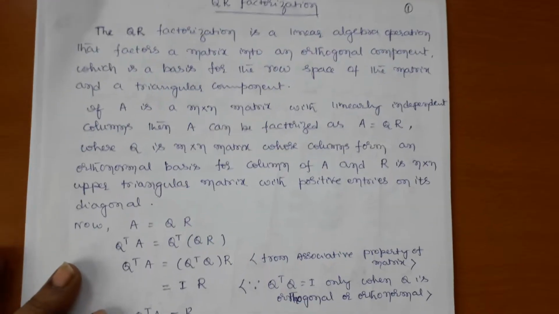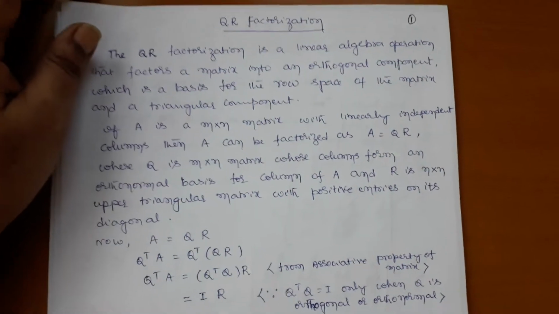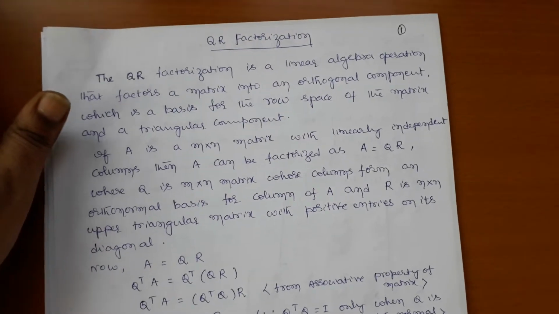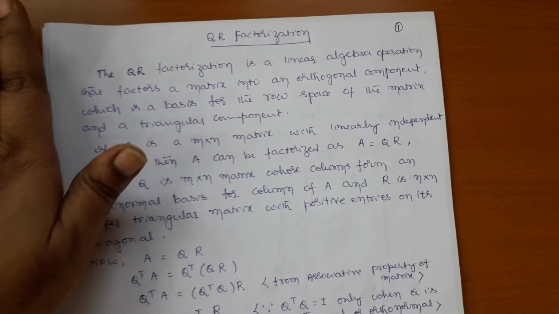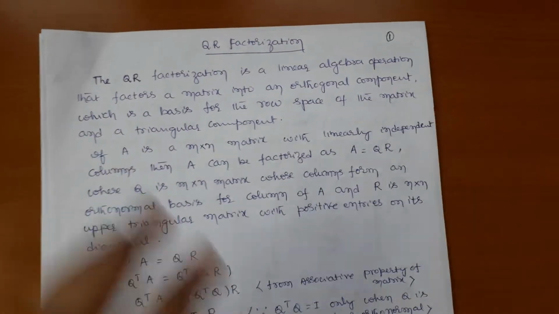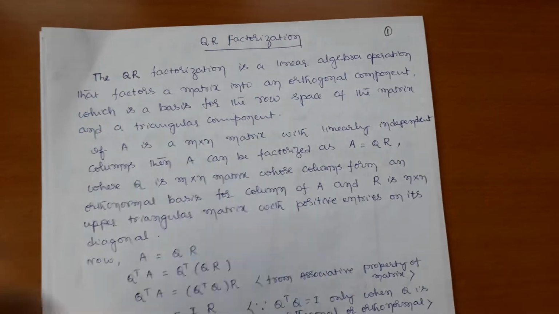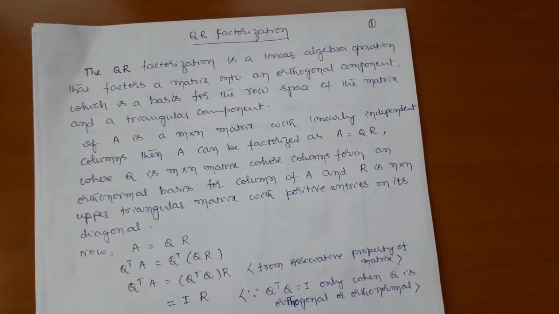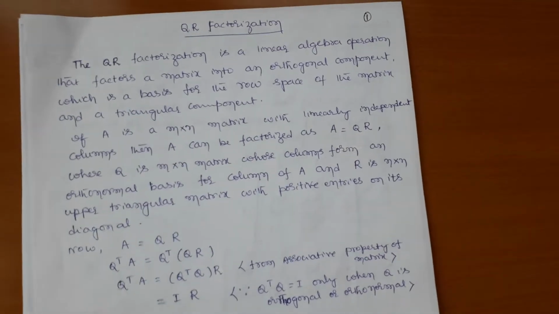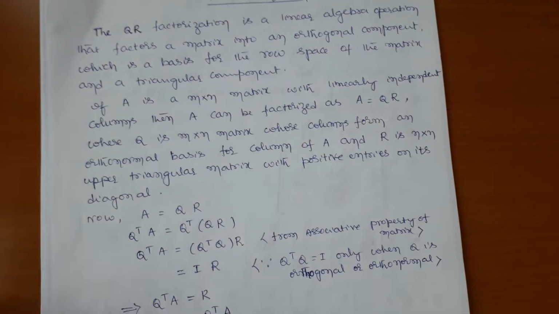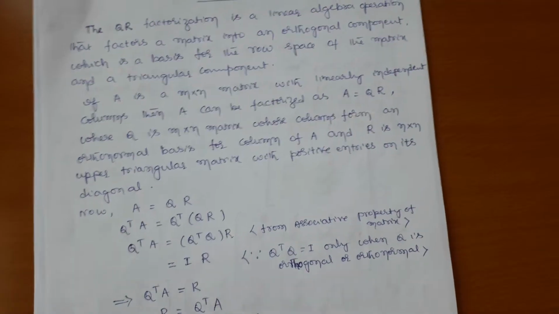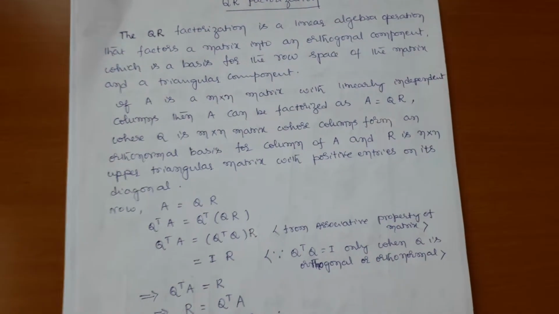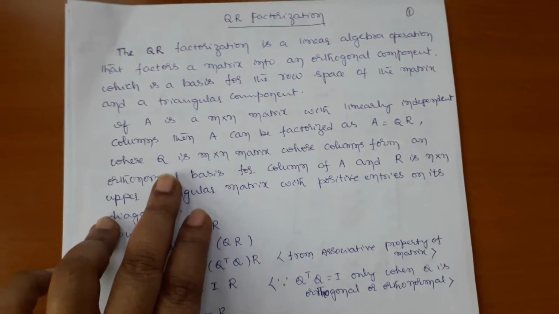Before moving to the next step, what are the steps I have to follow to factorize the given matrix into Q into R? First you observe the given matrix A: each column of the matrix must be linearly independent. You pick the columns of A, which are vectors, say V1, V2, up to Vn. Apply the Gram-Schmidt process to find an orthogonal set. From that we get an orthonormal basis set. Each orthonormal basis vector is a column of Q. This is the way to form Q.